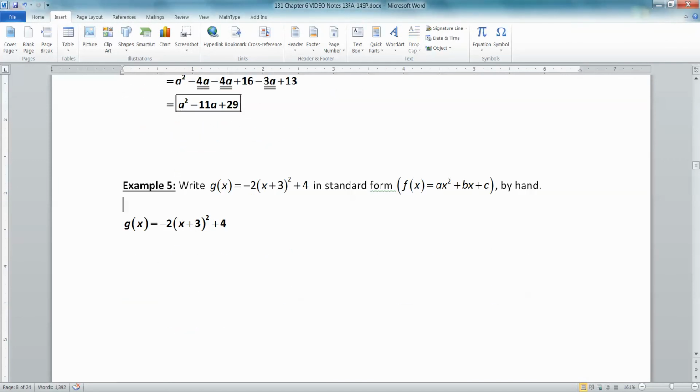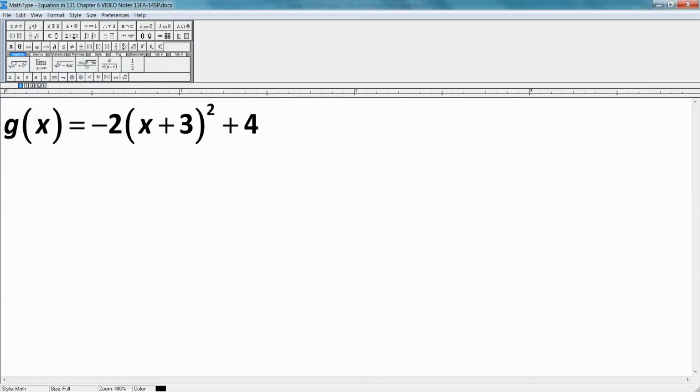All right, I think I have time for this last one. g of x is equal to negative 2 times x plus 3 squared plus 4. So we're going to write that in standard form, which basically means you got to FOIL it all out and kind of combine like terms. Basically what we just did for the last problem, to be honest.